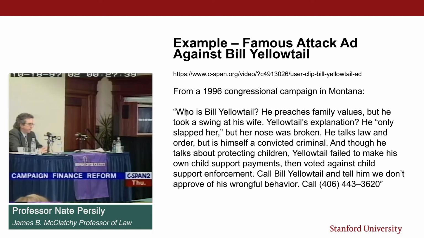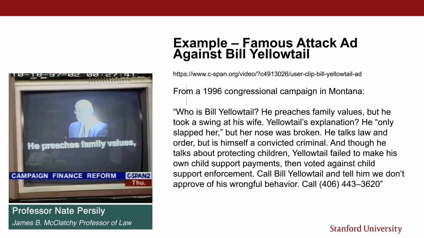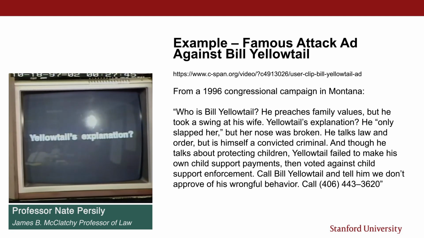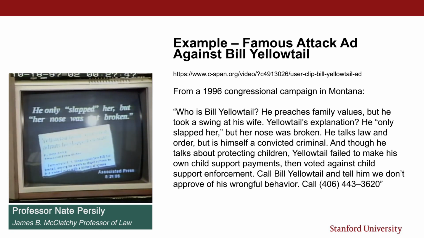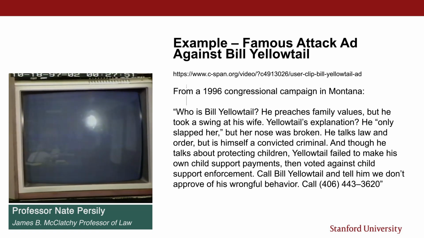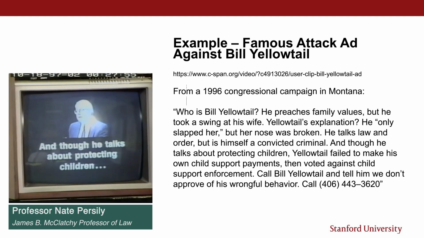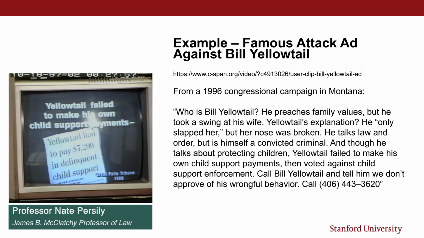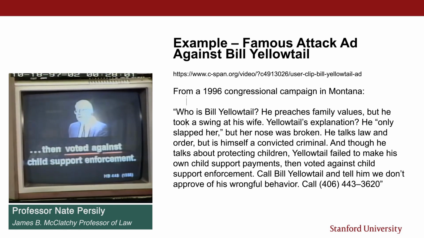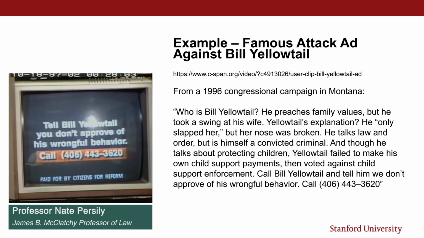Who is Bill Yellowtail? He preaches family values, but he took a swing at his wife. And Yellowtail's explanation? He only slapped her, but her nose was not broken. He talks law and order, but is himself a convicted criminal. And though he talks about protecting children, Yellowtail failed to make his own child support payments, then voted against child support enforcement. Call Bill Yellowtail and tell him we don't approve of his wrongful behavior.